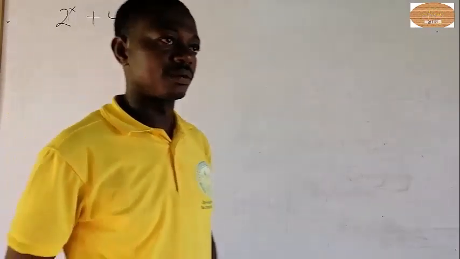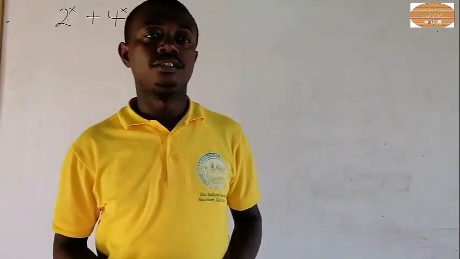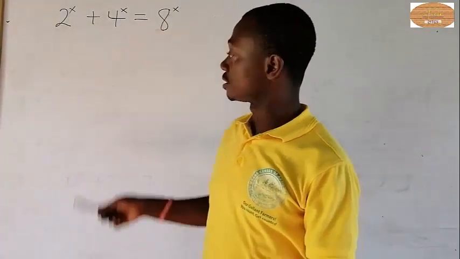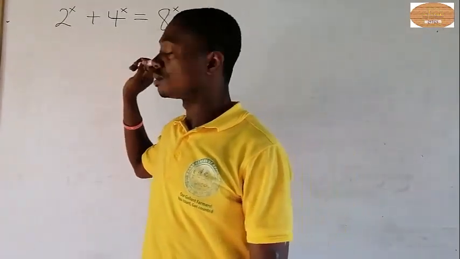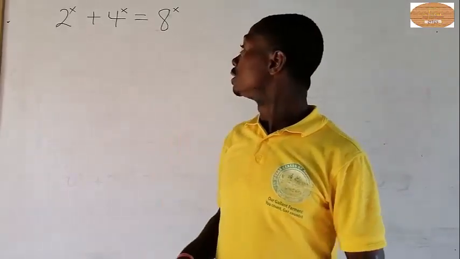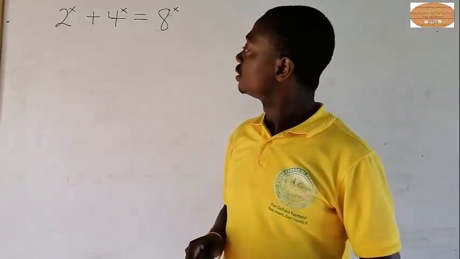Alright, my name is Steria Dankwa Samuel. Today we are going to look at this exponential equation. So we have 2 to the power x plus 4 to the power x equals 8 to the power x.